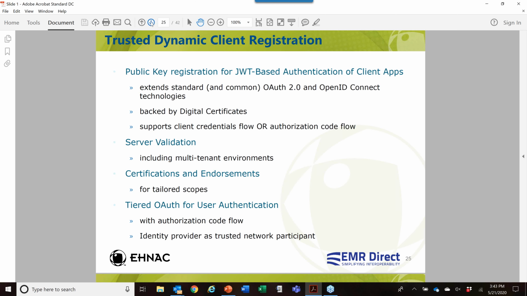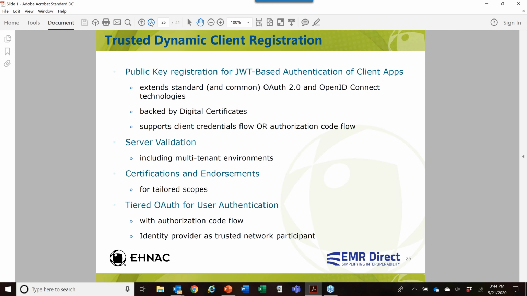Server validation is also important. When you're connecting to someone, you want to be sure you know who you're connecting to. Sometimes TLS certificates for websites are not enough there, especially in multi-tenant environments. So that's an important addition. Certifications and endorsements are what Ryan was also alluding to. These are extremely important and valuable additions here.